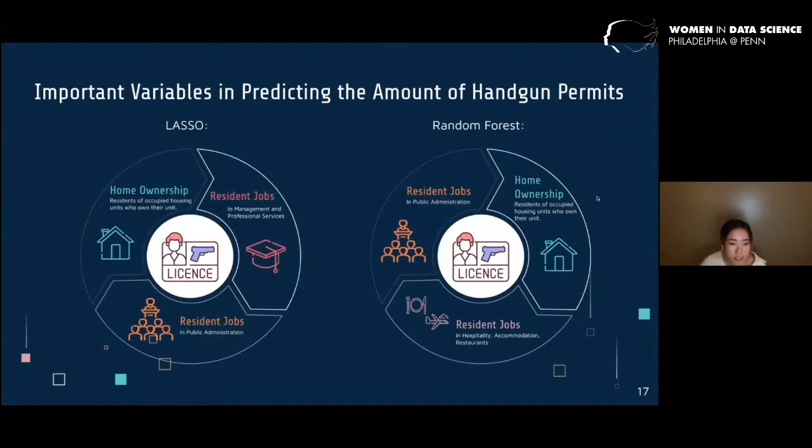So here is a comparison of the results from both Lasso and random forest. They both indicate that home ownership and resident jobs in public administration are very good predictors of the number of handgun permits. This makes sense because most places for rent may have restrictions on guns, and jobs in administration may need a gun for either self-defense or because it's job required. However, you can see the difference between them is that Lasso had jobs in management and professional services, and Random Forest had jobs in hospitality and restaurants.